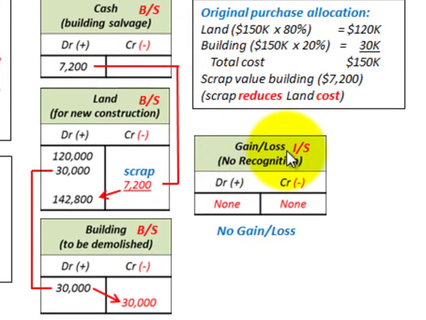Now let's go down and look at any gain or loss here on our income statement. Now we don't recognize any gain or loss here because what we've done here is we just transferred our old building costs into our land account here. So no gain or loss is recognized when you do that. So this is the key point here.